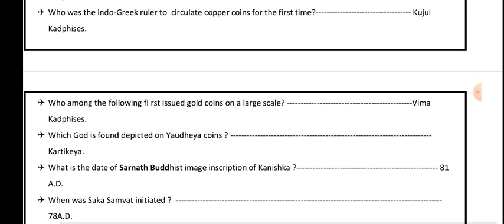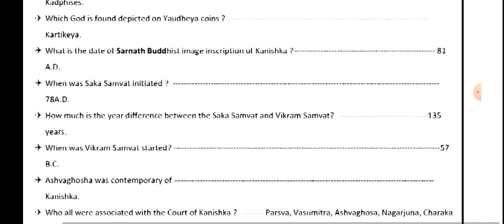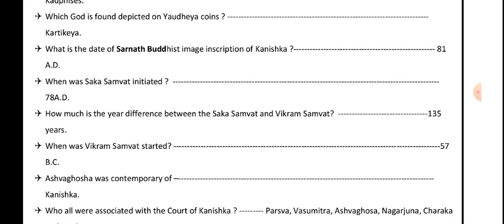Who was the ruler who circulated copper coins for the first time? Kujula Kadphises. Copper: Kujula Kadphises. Gold: Bhima Kadphises. Which among the following first issued gold coins on a large scale? Bhima Kadphises. The gold coins found depict Yaudheya kings' Kartikeya.